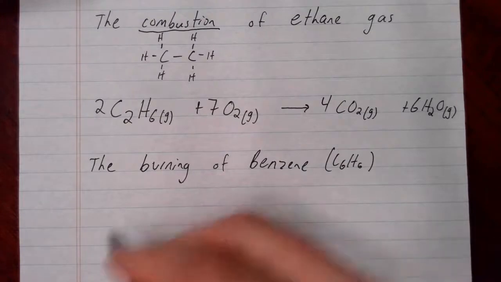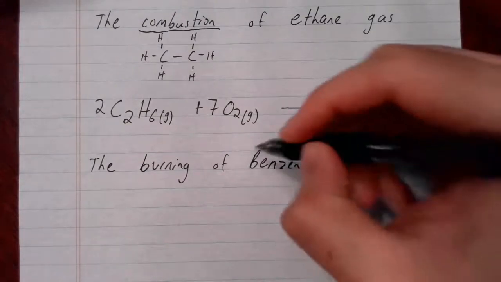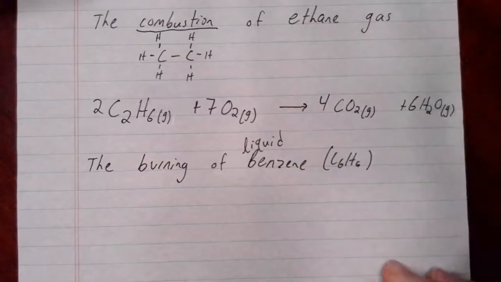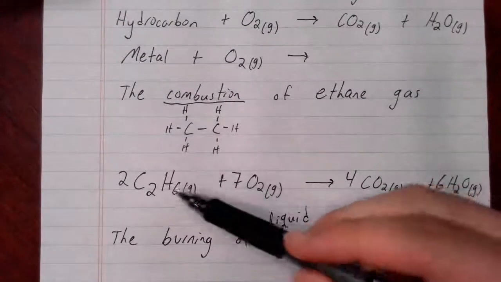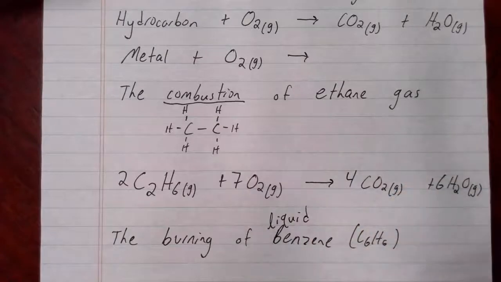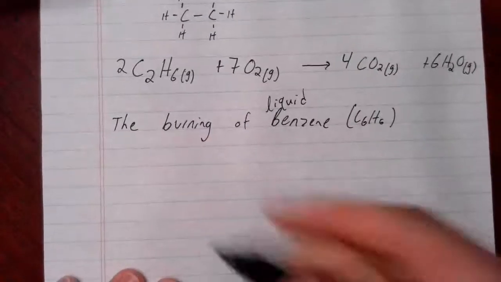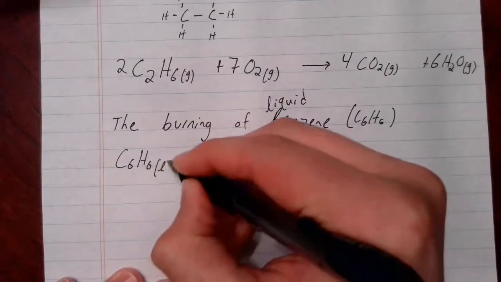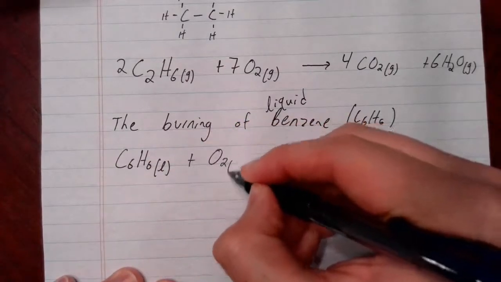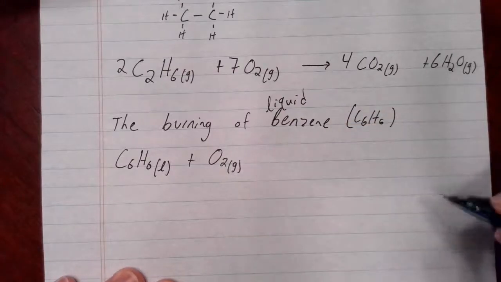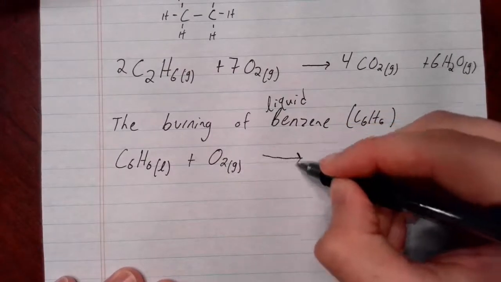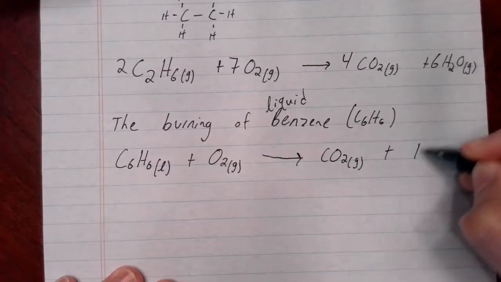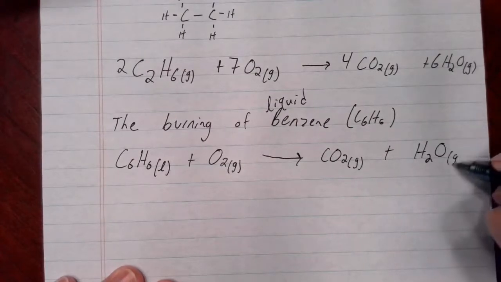Okay, so I'll go ahead and write it out. So I didn't say here, I can say the burning of liquid benzene. Benzene is typically liquid at room temperature. So whether the reactant that we combust is a gas or a liquid, it doesn't change the reaction really. So I have C6H6 liquid plus O2 gas. So don't forget oxygen is diatomic here, so it's always O2, yields CO2 gas plus H2O gas.